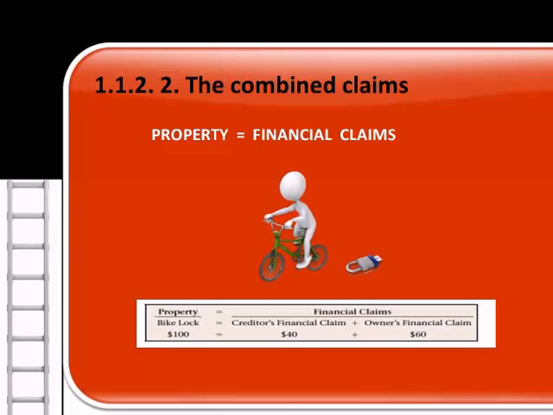Your purchase of the lock can be expressed as an equation. Property equals financial claims. As you can see, 2 or more people can have financial claims to the same property. Only the property owner has control of the property.